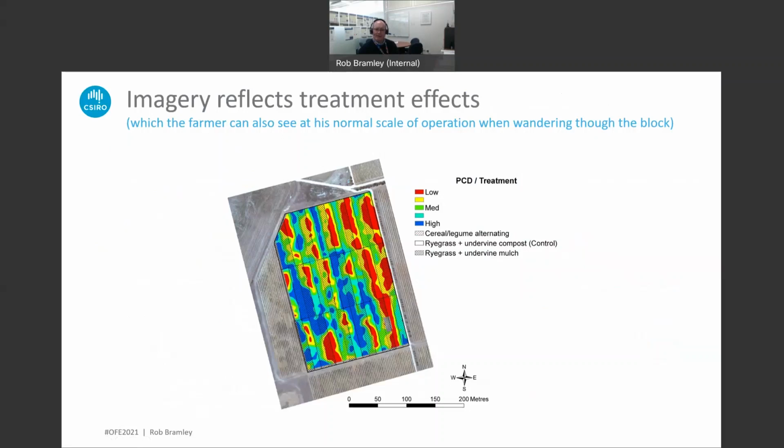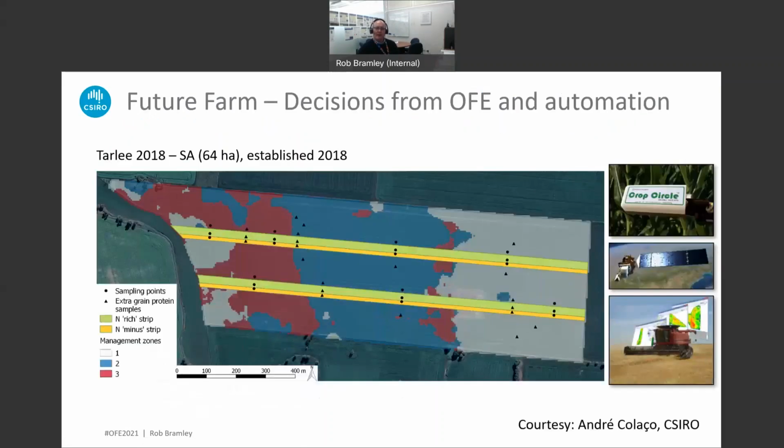He's happy to wander around the vineyard, perhaps armed with a remotely sensed image to help him identify where the different treatments are and what effects they're having. He can see for himself the value of the experiment. In the broadacre grains industry, we've found growers tend to be much more interested in doing strip-based trials.